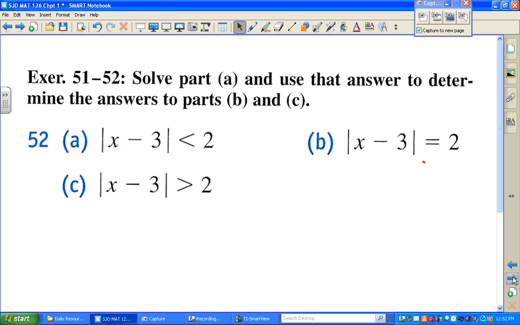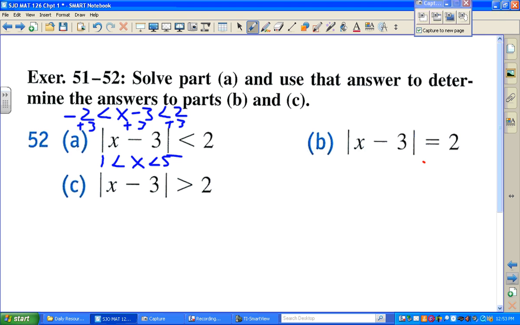The last one, this one doesn't look very hard. Solve part A and use the answer to determine the answers of part B and C. I don't know. It says solve part A. We can do that, can't we? Because that's rule number 1. We can put -2 is less than x minus 3 is less than 2. Yeah, add 3 to everything. And you have 1 is less than x is less than 5.